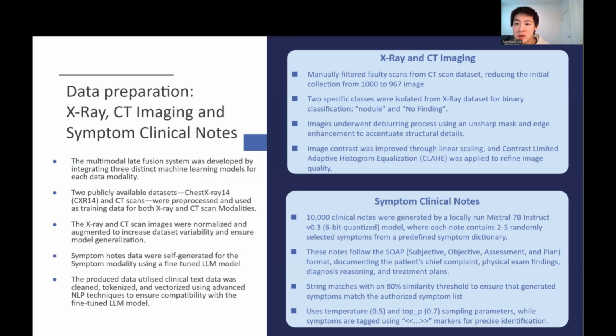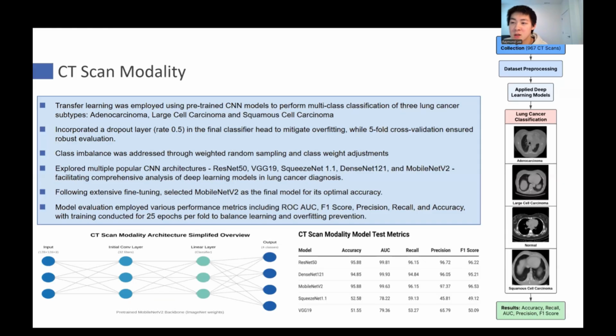This leads us to our CT scan modality. Transfer learning was employed using pre-trained CNN models to perform multi-classification of 3 lung cancer subtypes listed below. With issues pertaining to class imbalance, we use weighted random sampling, class weight adjustments, along with other techniques to address class imbalance.